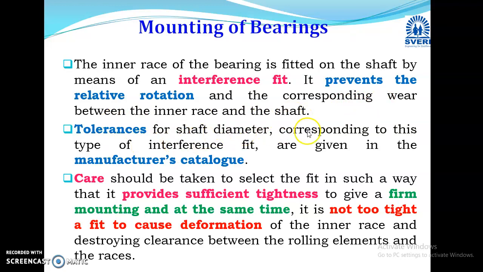Tolerances for shaft diameter corresponding to this type of interference fit are given in the manufacturer's catalog. Care is required to select the fit in such a way that it provides sufficient tightness to give a firm mounting, and at the same time it is not too tight to cause deformation. See, the fit should not be too loose, so that the shaft will not rotate freely inside the bearing, and it should not be too tight, so that the inner race deforms, destroying the clearance between rotating elements. So this is very important.